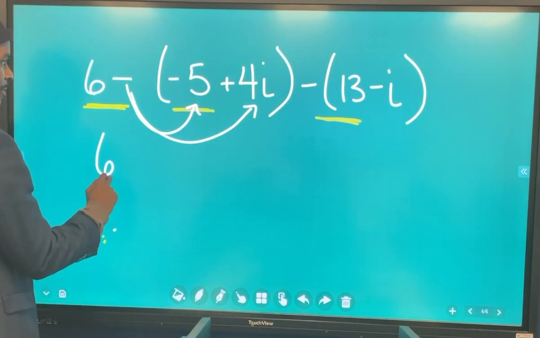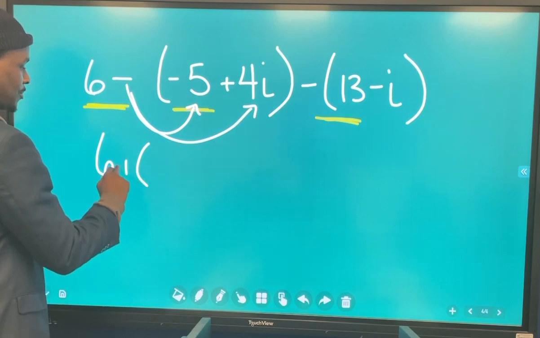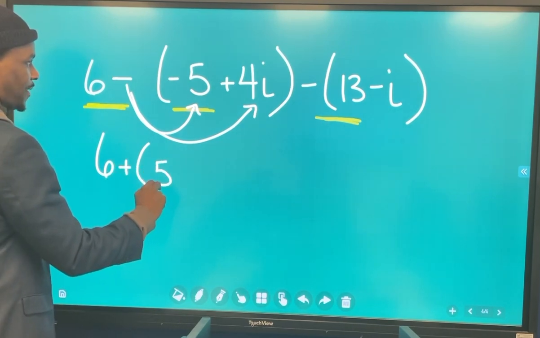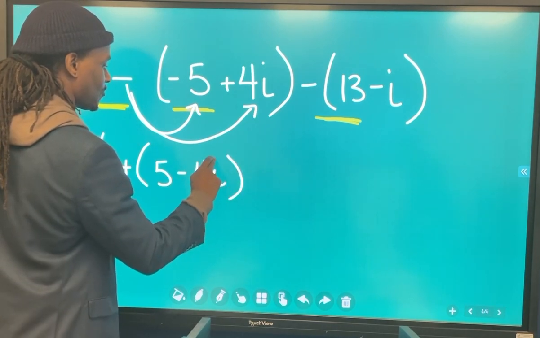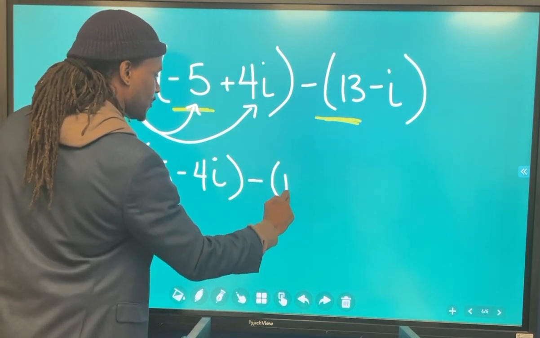So now this becomes 6 plus 5 minus 4i minus 13 plus i.